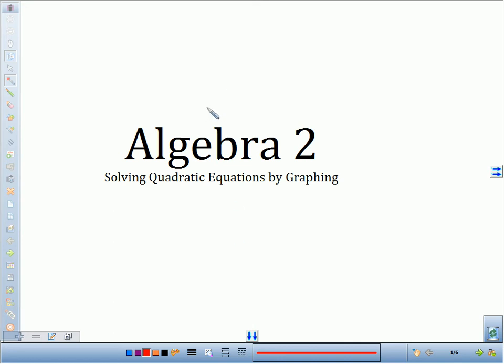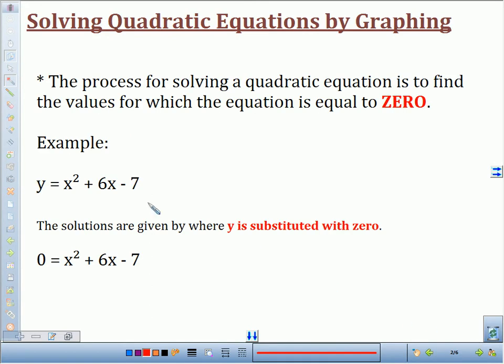These are the notes for Algebra 2. We're talking about solving quadratic equations by graphing. Now, this is not a section directly out of the textbook. We're instead going to be talking about this sort of on its own, and we'll pick up with the textbook a little bit later.